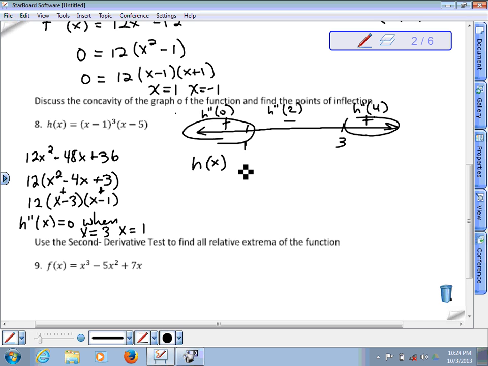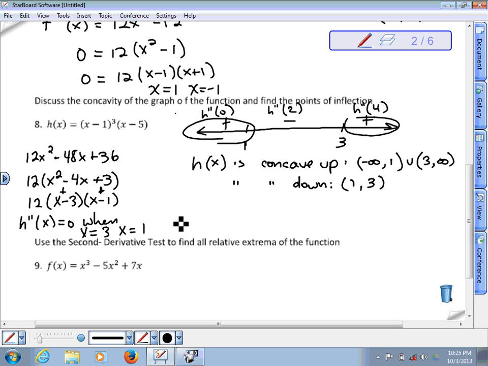So h of x is concave up on the interval negative infinity to 1 and 3 to infinity, and it's concave down on the interval 1 to 3. Now we know where the graph switches from concave up to down and down to up.